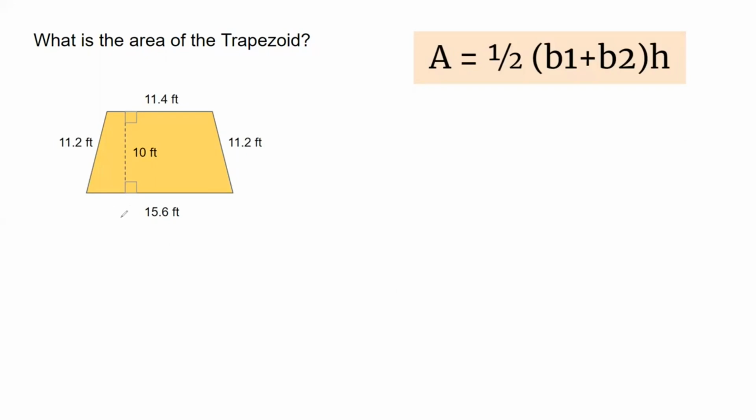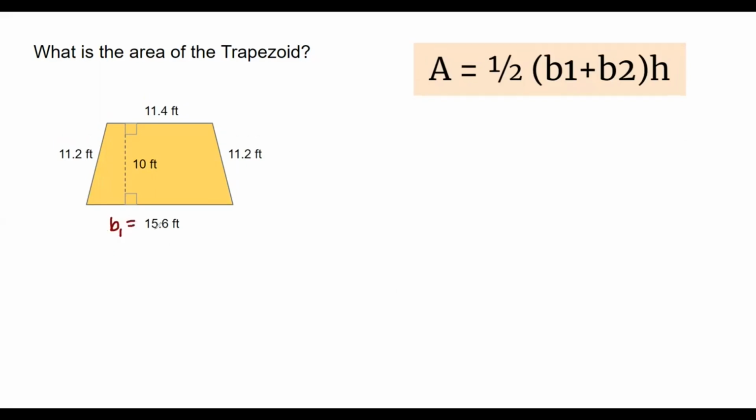This is our base 1, and it doesn't matter which is base 1 and base 2 because we're just going to add them together. So we could say that's base 2, and this distance between the two is our height, which means we're not going to use that, and we're not going to use that. We just need these three numbers, base 1, base 2, and the height. So let's put it together.